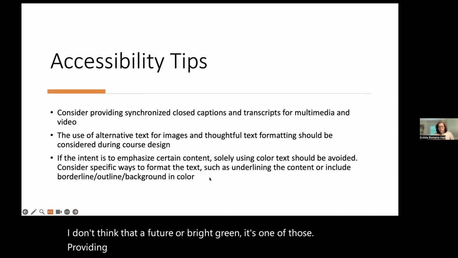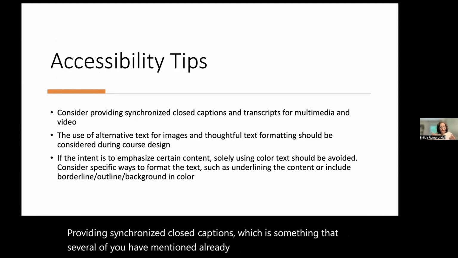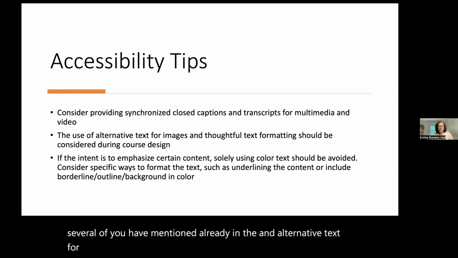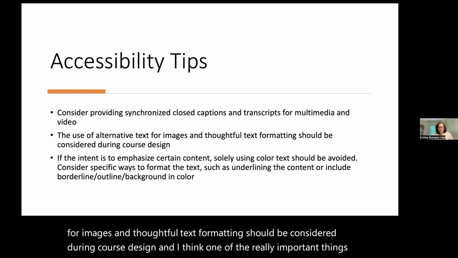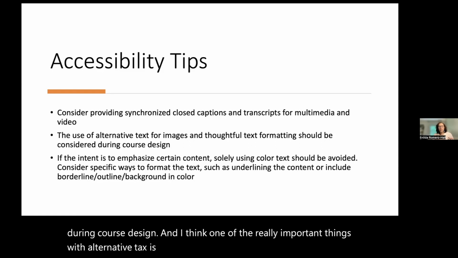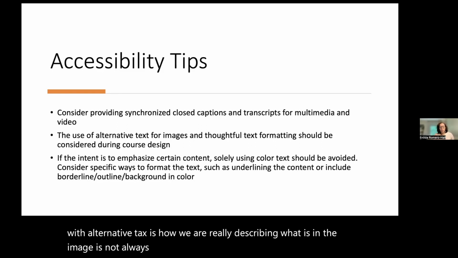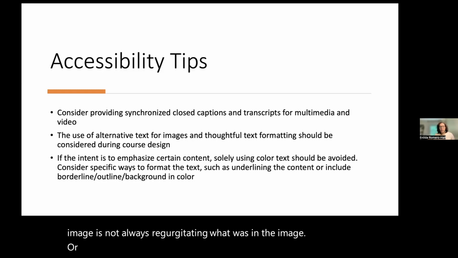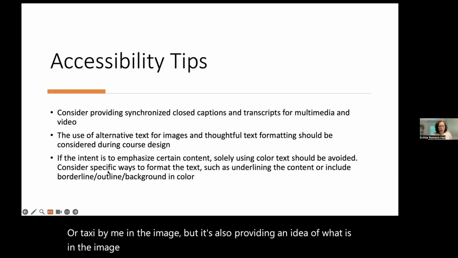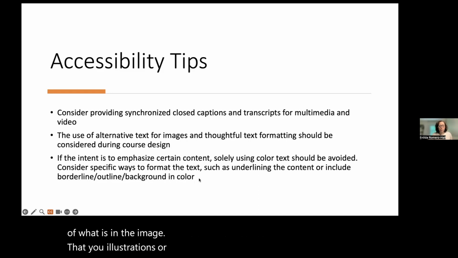Providing synchronized closed captions, which is something that several of you have mentioned already in the Jamboard, and alternative text for images, and thoughtful text formatting should be considered during course design. And I think one of the really important things with alternative text is how we are really describing what is in the image. It's not always regurgitating what was in the image or text that may be in the image, but it's also providing an idea of what is in the image. The illustrations or what it is that that person would be able to see if they looked at the image.